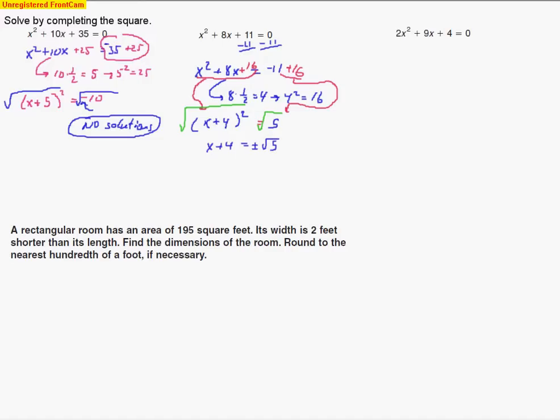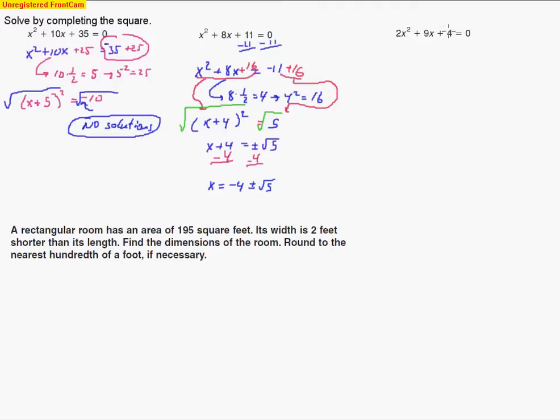Then all we're going to do is move that 4 to the other side by doing an opposite operation. When we write our answer in the exact form, leaving it as the square root of 5, we can write it as x equals negative 4 plus or minus the square root of 5. In order to approximate it, we'd have to take the square root of 5, which is somewhere in between 2 and 3, a little closer to 2 than it is to 3. Then we would add it to negative 4 and then subtract that number from negative 4. So let's take a look at the next one.